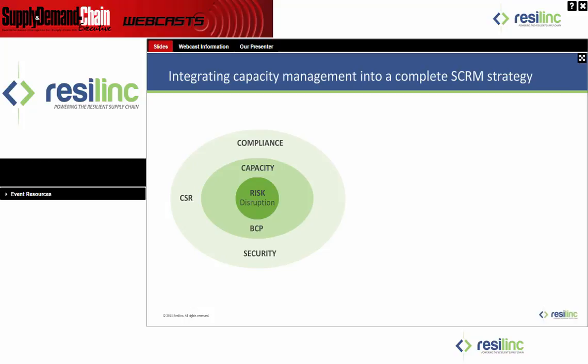Now let's take a look at what an integrated approach to capacity management and supply chain risk management looks like that addresses the challenges that we discussed earlier. Let's start with the core, which is supply chain risk management. It helps you map out your supply chain, identify the key risk areas, understand their impact to your revenue, and then helps you develop strategies to mitigate those risks. It also provides for global monitoring of events that could disrupt your supply chain.